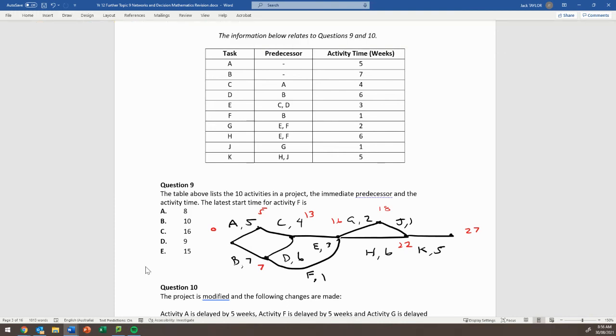Change color. 27, 22, 21, 16, 13, 7, and 9, 0.